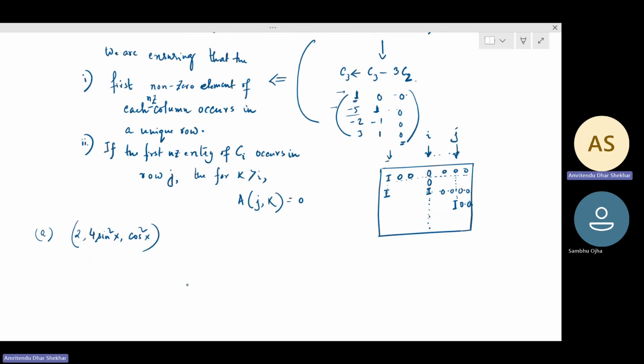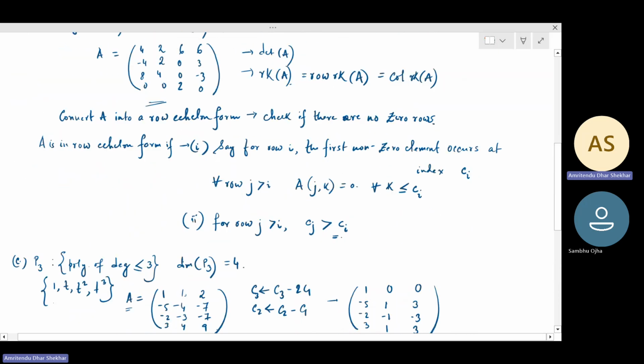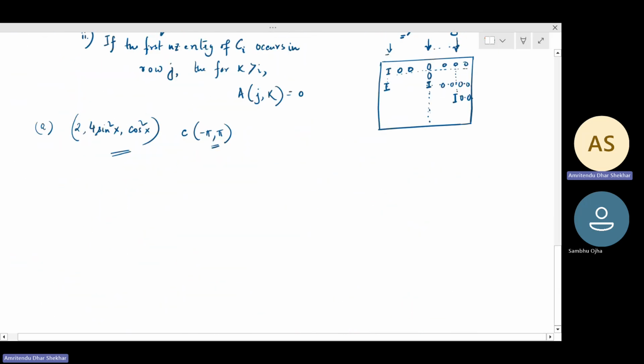Okay, so now if you have a vector space which is not finite dimensional, like for example, we have functions c from minus pi to pi. This is not a finite dimensional vector space. So again, here you cannot apply a matrix method because you do not have a finite basis. So here you have to check whether you can find constants alpha 1, alpha 2, alpha 3 such that the linear combination of them is equal to 0.